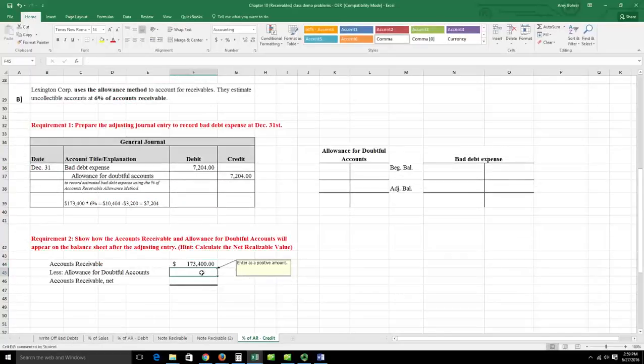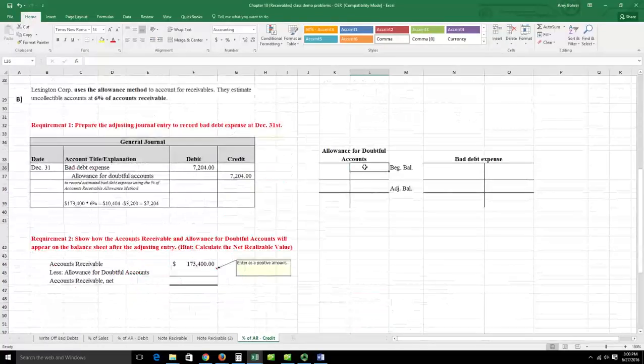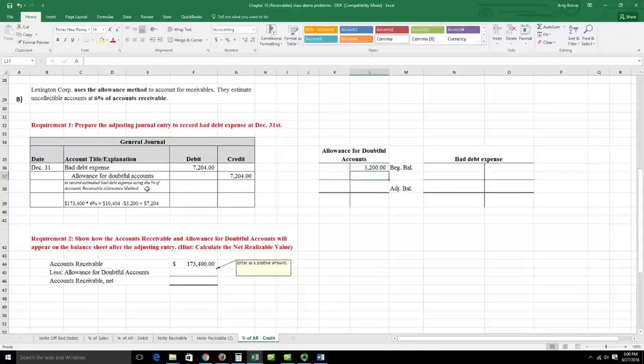But now I have to figure out what is my allowance for doubtful accounts balance after this adjustment is made, because I did affect the allowance for doubtful accounts balance. So I need to go here and I need to plug in what my unadjusted balance was. And if you scroll back up, you can see I have an unadjusted balance of $3,200. So I need to plug that in. And during my adjusting journal entry, I credited $7,204 more.